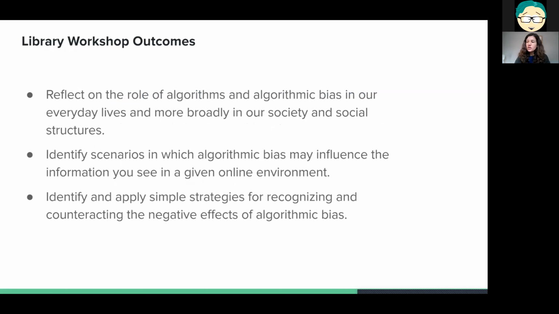So here are the workshop outcomes. First, that we reflect on the role of algorithms and algorithmic bias in our everyday lives and more broadly in our society and social structures. We identify scenarios in which algorithmic bias may influence the information that a person sees in any given online environment. And we identify and apply simple strategies for recognizing and counteracting the negative effects of algorithmic bias.